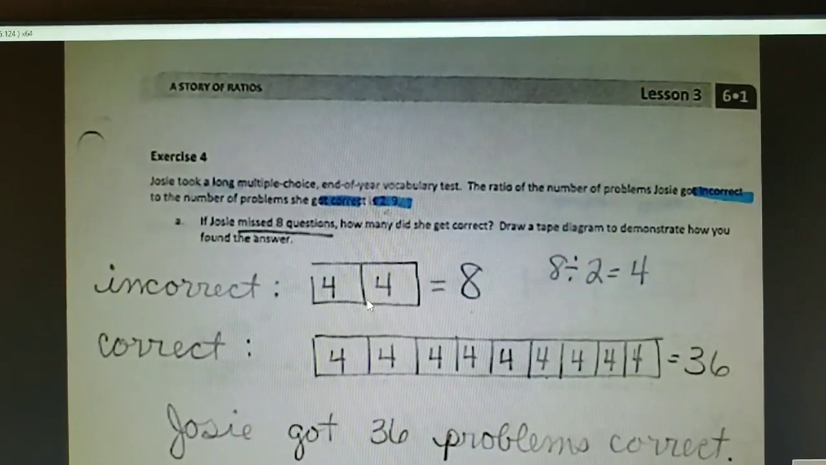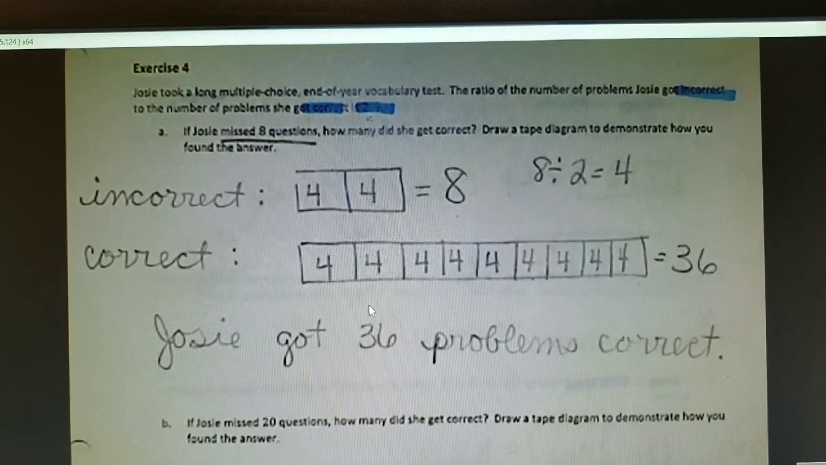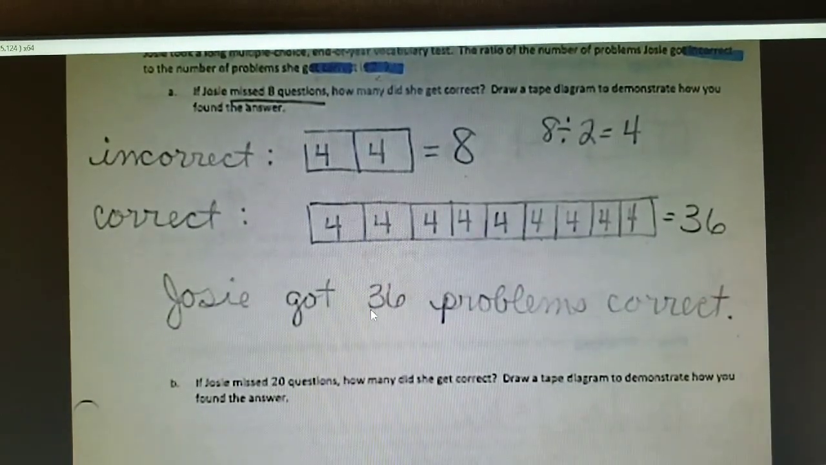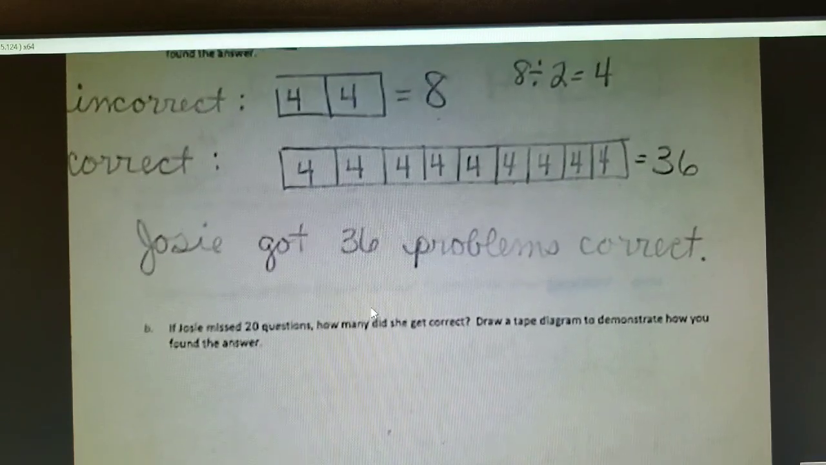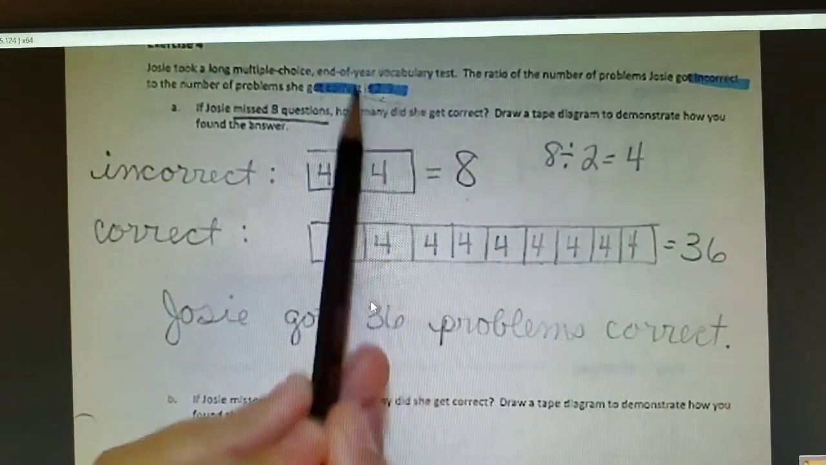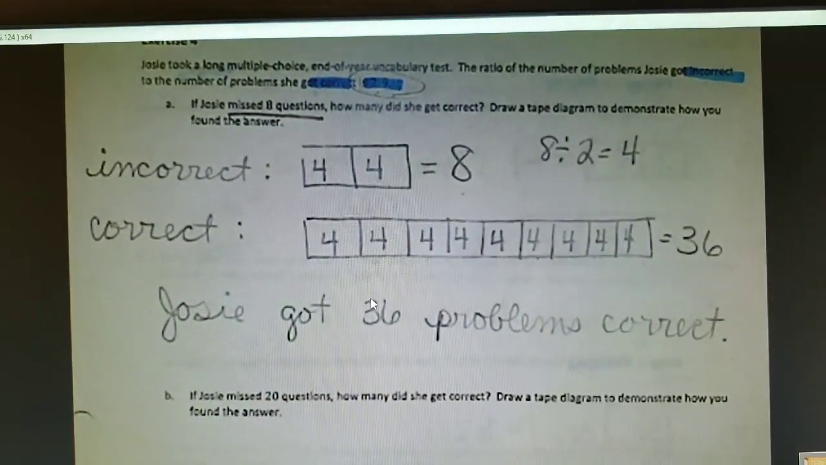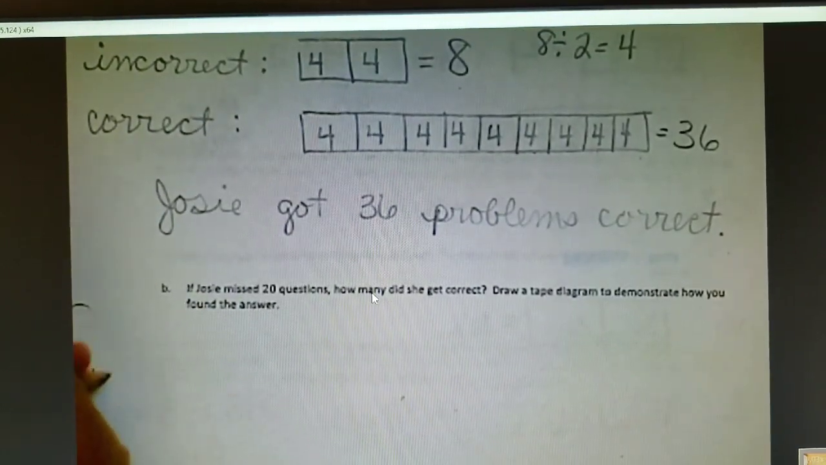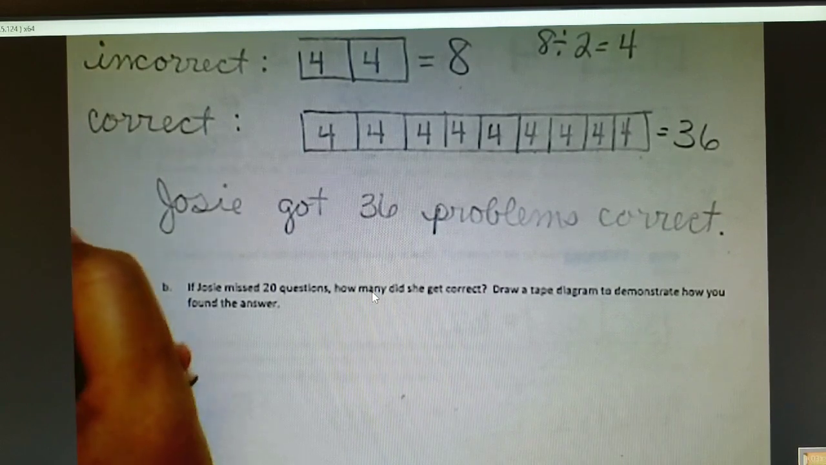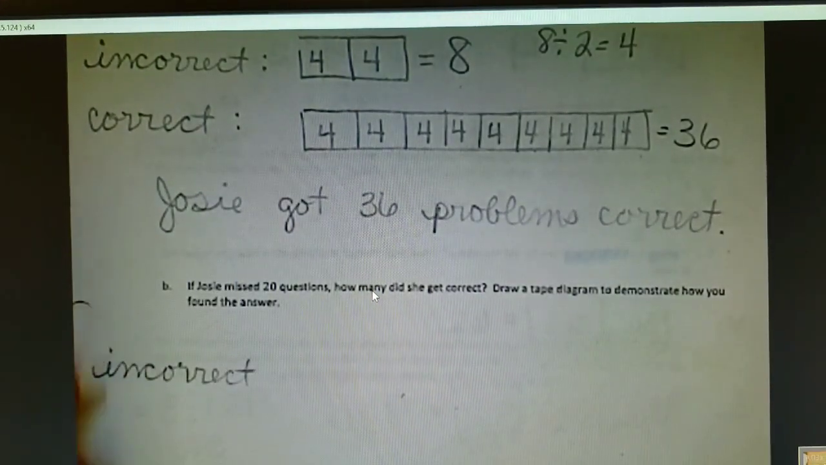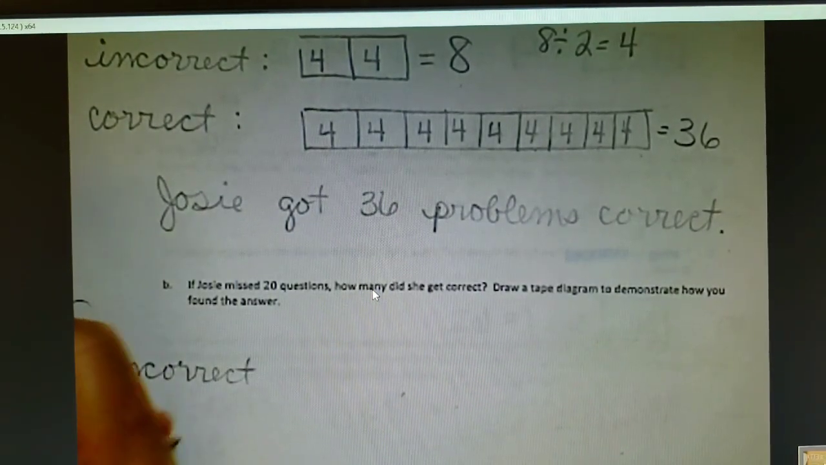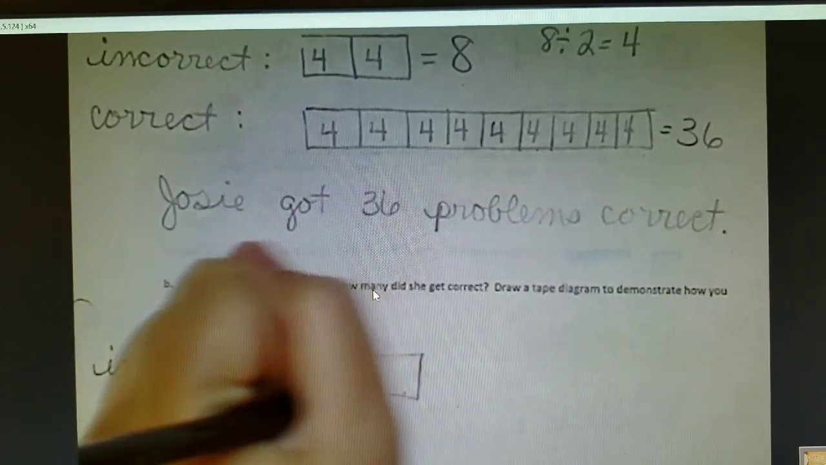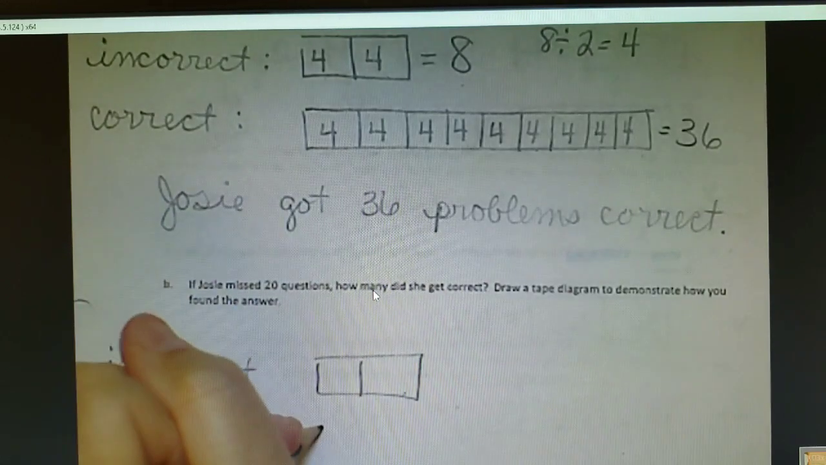Okay. All right. B says if Josie missed 20 questions, how many did she get correct? Draw that tape diagram. So again, we're using the original ratio because that didn't change for our problem. So we still have incorrect to correct. And their ratio was 2 to 9, so it's 2 to 9.